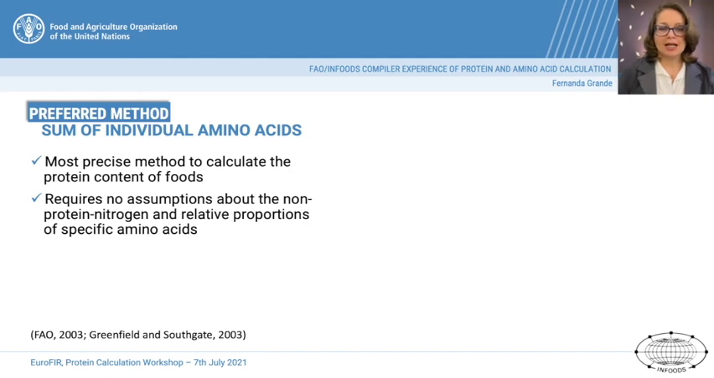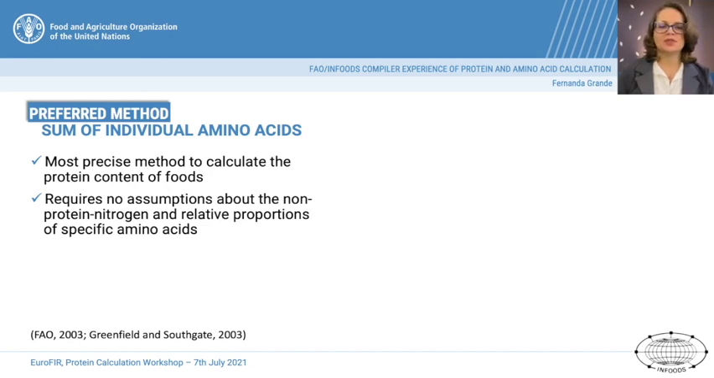To perform the sum of individual amino acids, which is the preferred method, the protein can be hydrolyzed to their component amino acids, which can then be measured by different techniques, just like ion exchange, gas liquid, or high-performance liquid chromatography. As we saw, this is considered the most precise method to calculate protein content of foods. And the main advantage of this approach is that it requires no assumptions or knowledge about either the non-nitrogen protein content of a food or the proportion of nitrogen in the specific amino acids.